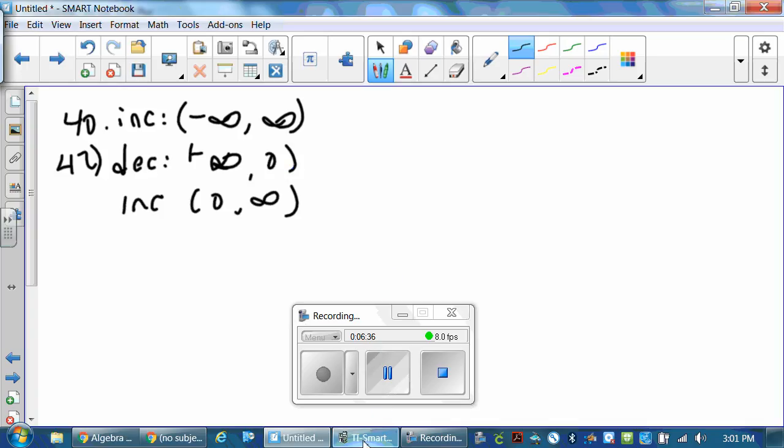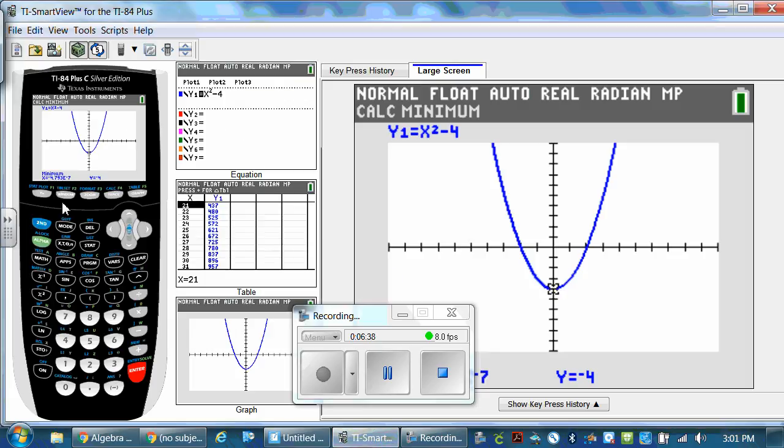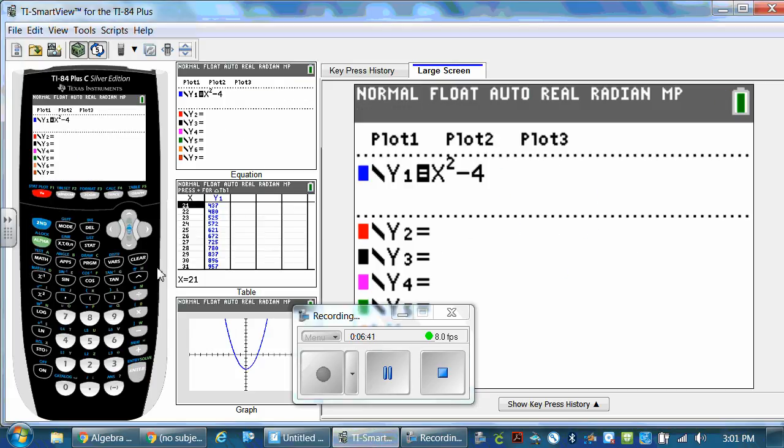All right, back for 44. Y equals 3x to the 4th minus 6x squared. 3x to the 4th minus 6x squared. And I'm going to graph that and take a look at it.